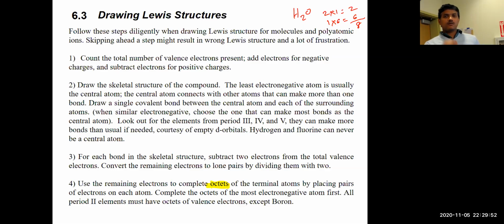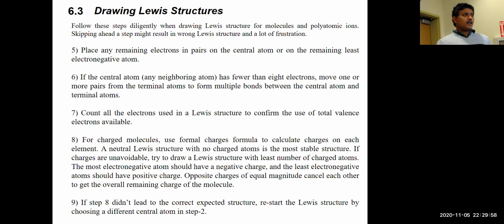So you need to give the electrons to the outside elements to make sure you have the octet number of electrons. Number 5, place any remaining electrons in pairs on the central atom or on the remaining least electronegative atom. You will have to do that. Again, I'm going to show you specific examples.